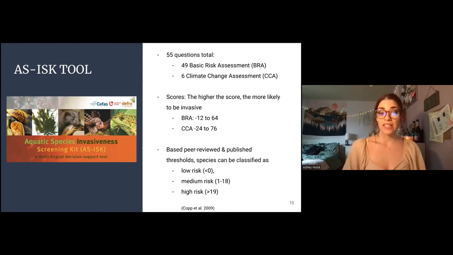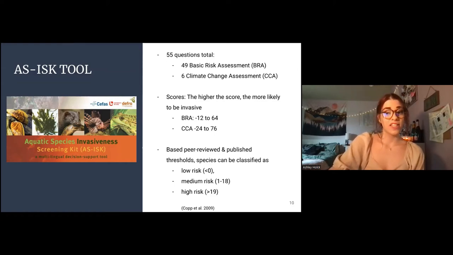So to fill these out, it's an extensive literature review and compilation of data entered into the system. It is converted from a qualitative, citation-justified answer. You put that in the tool as well as you put a binary yes or no, higher or lower, and it spits out a score for us. The higher the score, the more likely the species is to be invasive. So these are the ranges for the BRA and the CCC respectively.